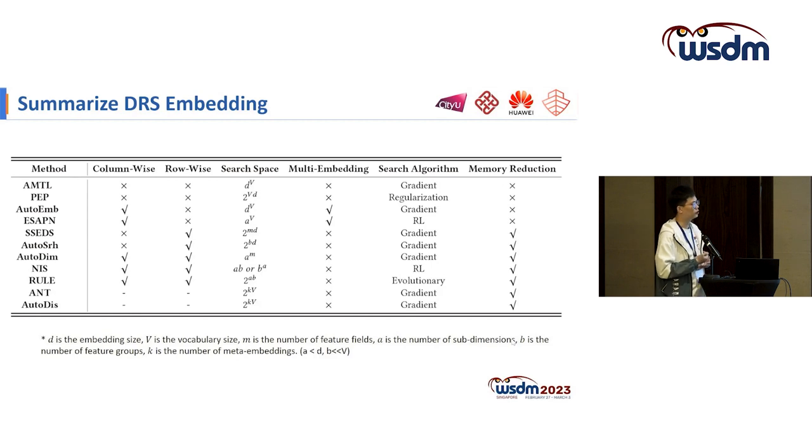So, in order to reduce the search space, several methods are proposed, including the column-based method and the row-based method. They make different assumptions to avoid searching in such a huge space, including dividing the original embedding dimension into several sub-dimensions or grouping similar features into feature groups. From the search algorithm perspective, the gradient-based search algorithm is one of the most important and most popular methods because it can achieve efficient results. That's all.